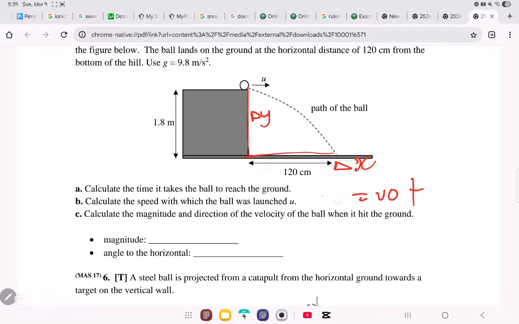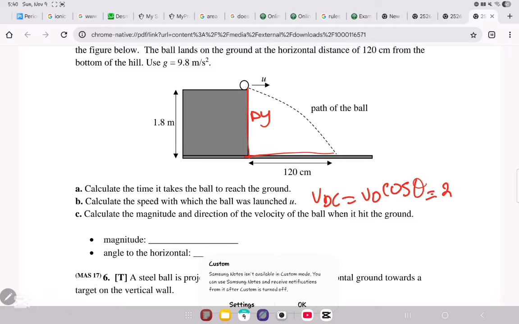Delta x is 120. The time to reach the ground was how much? 0.61. Now, of course, you need to change this from centimeter to meter, so 1.2. So v0 equal 1.2 over 0.61. So that's supposed to be 1.96, which is approximately 2. Now we have Vx, which is V0 cosine theta. So it's gonna be 2 cosine theta. Theta is 0, so it's gonna be basically 2.